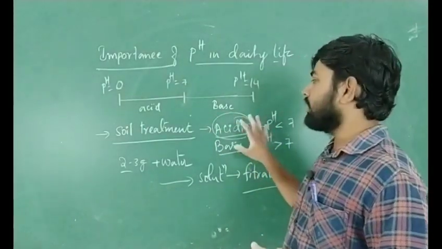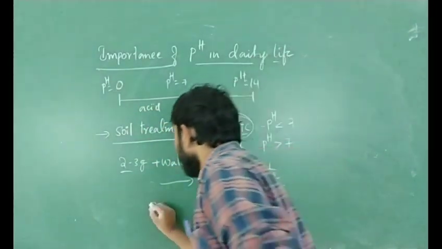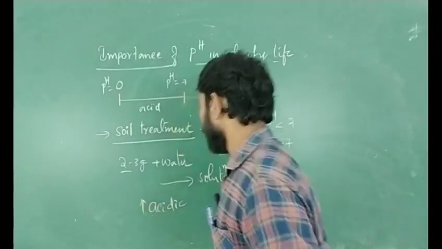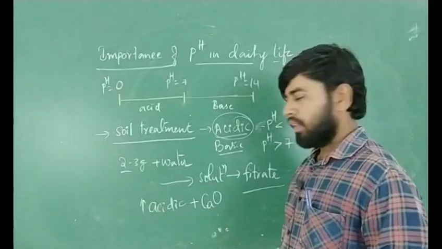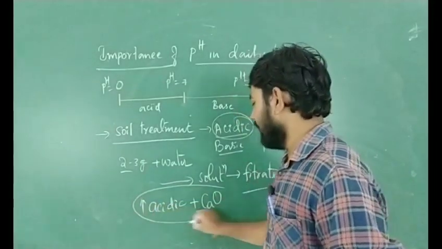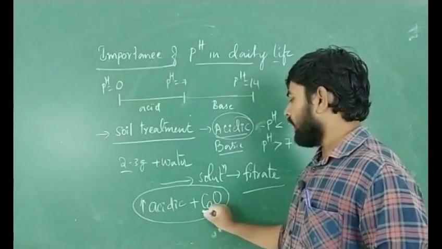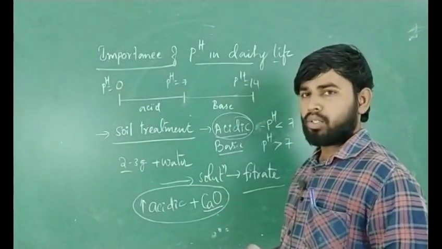Suppose after the experiment, we got the result that the given soil is more acidic. Soil is more acidic. So what can we do? We can add calcium oxide, that is quicklime, and we can neutralize the soil. So what can we do? We can add a basic substance. In this process, a neutralization reaction is going to occur.